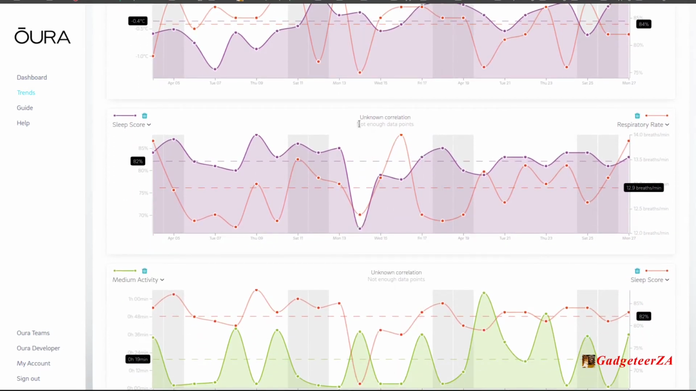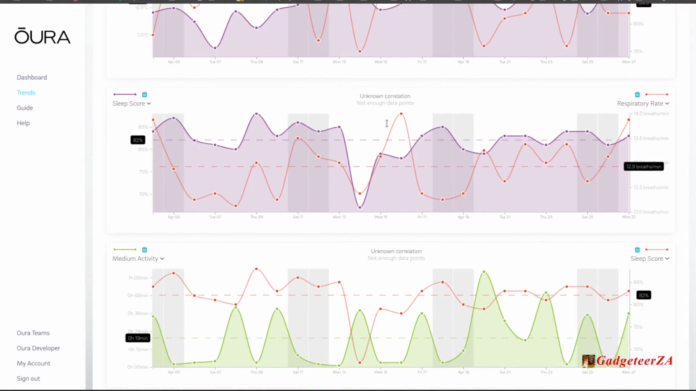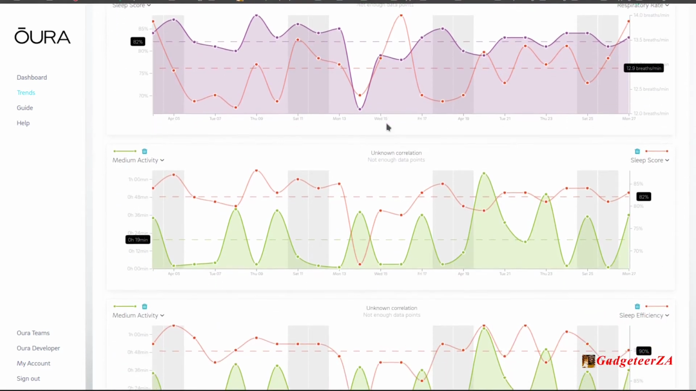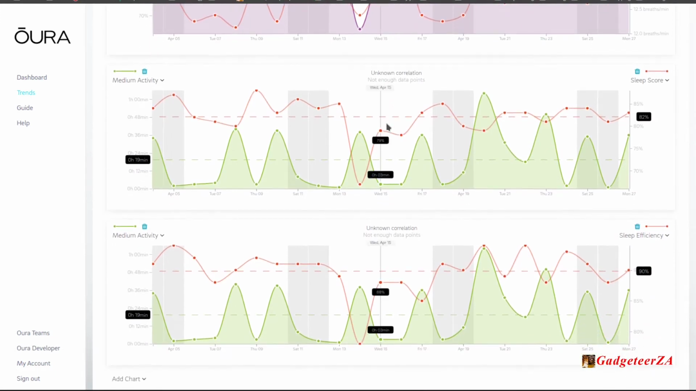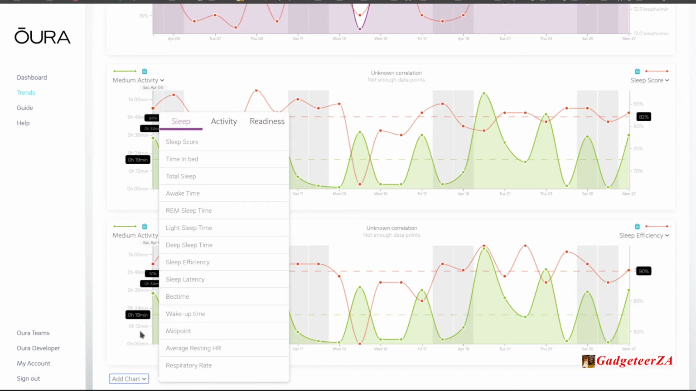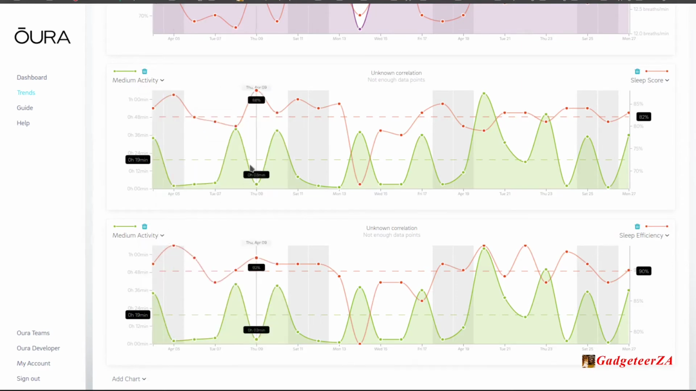Maybe if there's something really interesting around that, I might just do a very, very brief video in future just to show what the correlations are they're showing you. These two at the bottom, I've added myself. And you can, by the way, at the bottom, you can see add chart. You can add more charts if you want to. But I'm trying to have a look at how medium activity, in other words, when I exercise, how it affects sleep score. So you can see here, medium activity is in green.